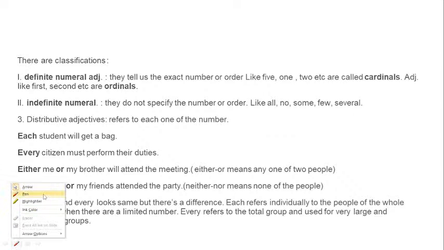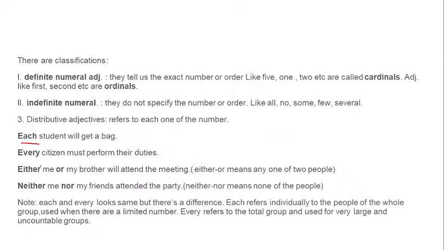Now, it describes the nouns, okay? It helps us distributive adjectives. They help us allot them in distribution. Like which one is that? Each student will get a bag refers to each one of the number. Here each one. Each is the distributive adjective. The next one is every citizen must perform their duties. So you get an idea of distribution kind of thing.